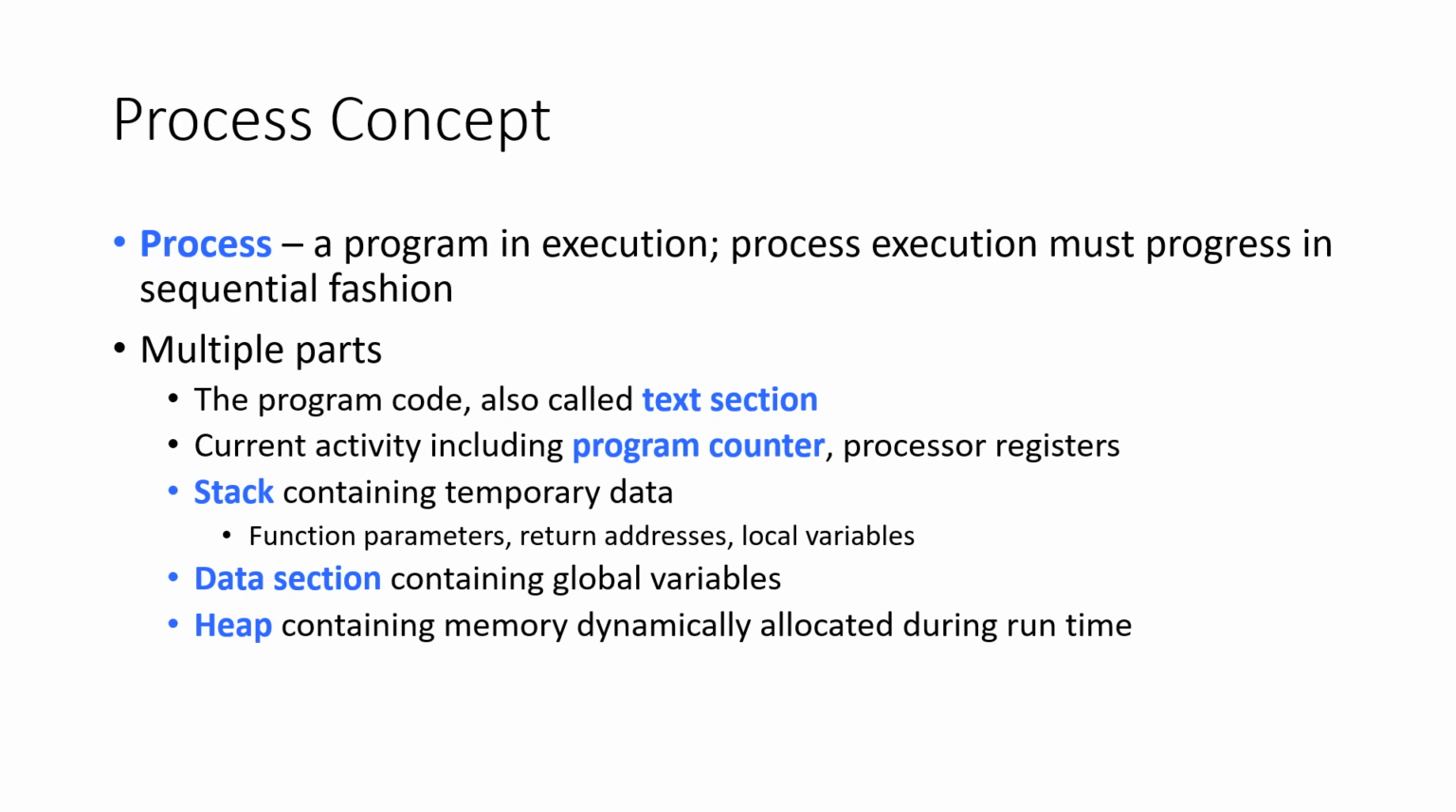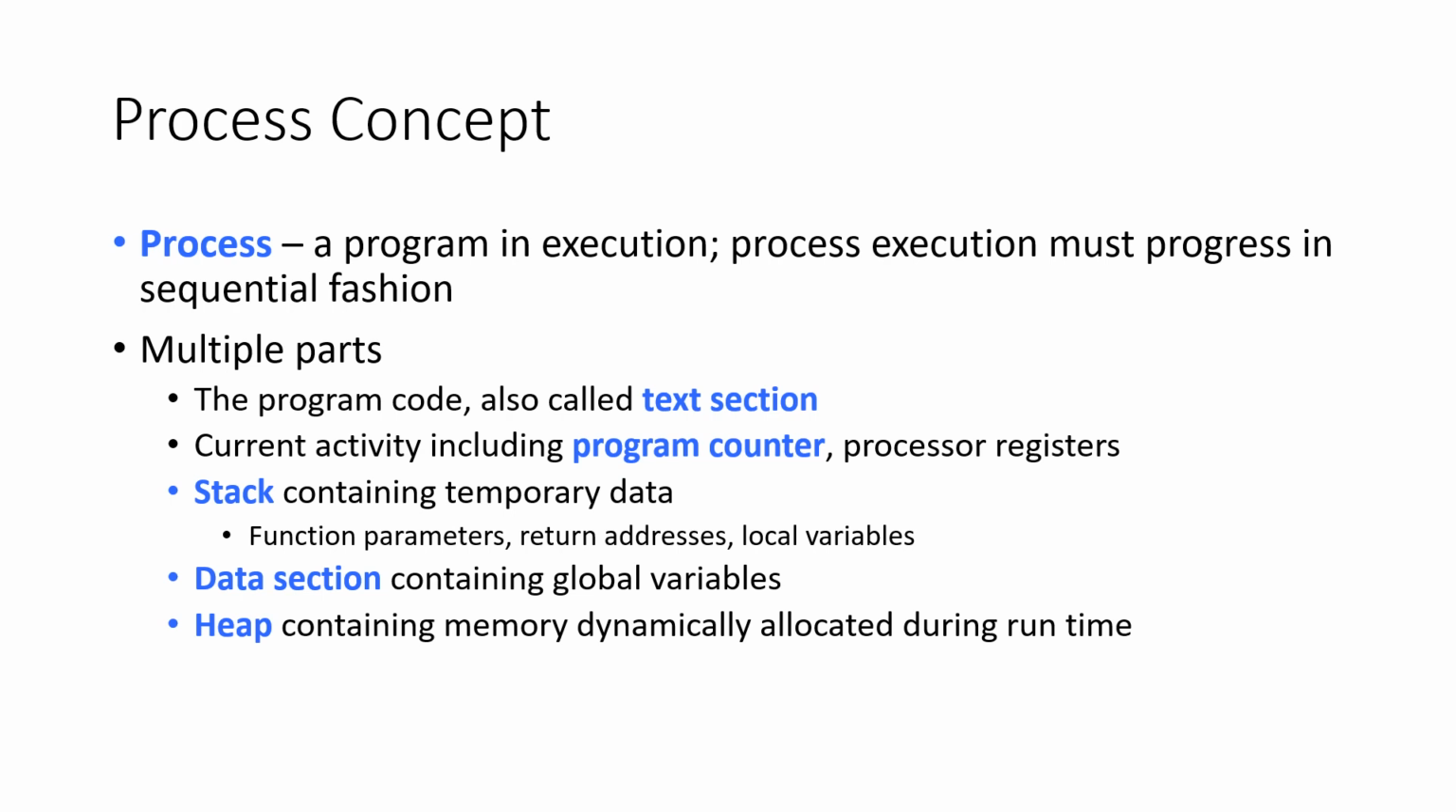Next we have stack. Stack contains temporary data. It contains information about local variables, which function has called which other function, and at the end of that function execution, which instruction of the calling function has to execute. So all this is stored in a stack. Next we have data section. A data section contains the global variables. Whatever program global variables are there are stored in this section.